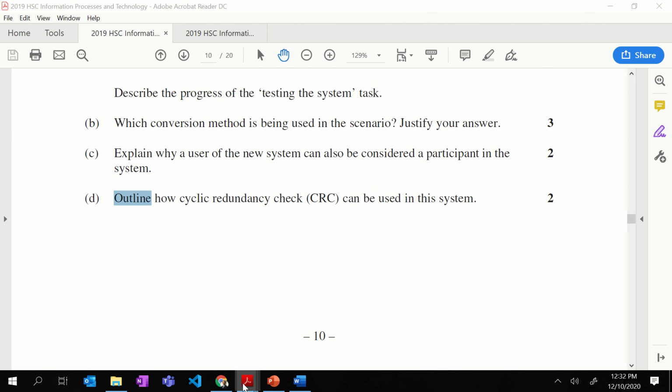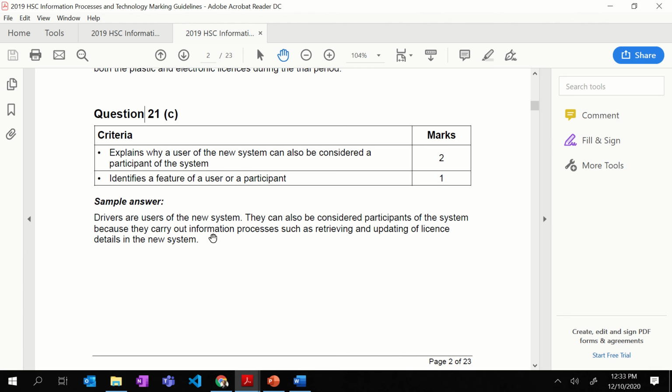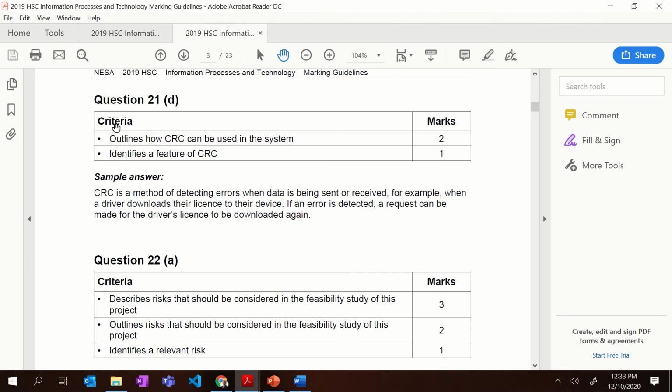So if we look at the marking guide for this, going back to 21D, it says outlines how CRC can be used in the system, or just identify a feature of CRC. So you could say what CRC is. You could say it sends a data packet and sends a division, and then it's checked on the other side. But then if you outline how it is used in this system, you would say, in this system, and you'd mention things like the driver and downloads and the license, here in this sample answer.